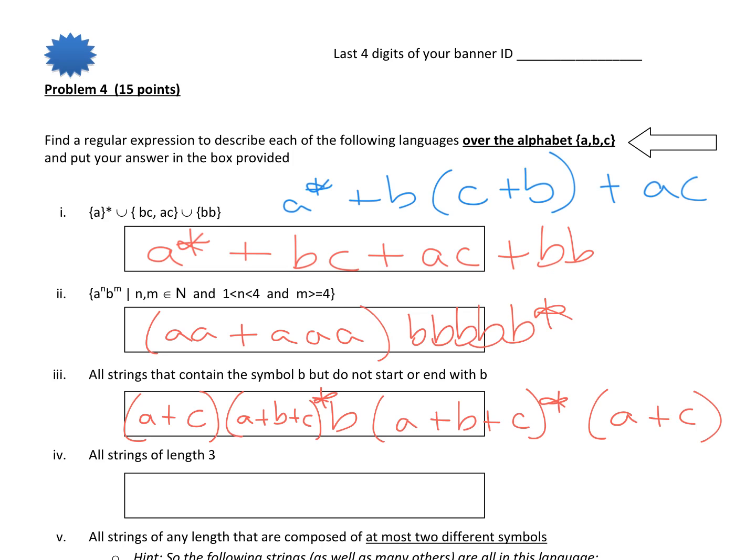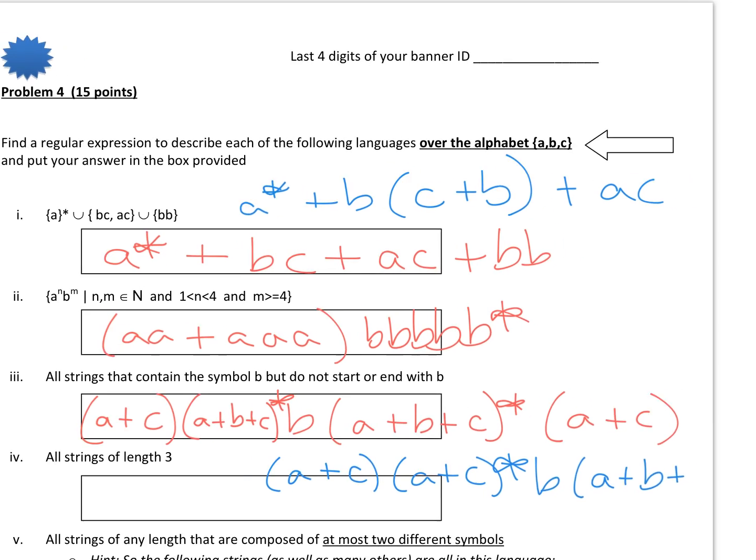A few people came up with something that was ever so slightly more elegant. They said you start out with an A plus C, and then you can have as many A's or C's as you want, right? Eventually you have your first B. After your first B, you can have as many A's or B's or C's as you want.